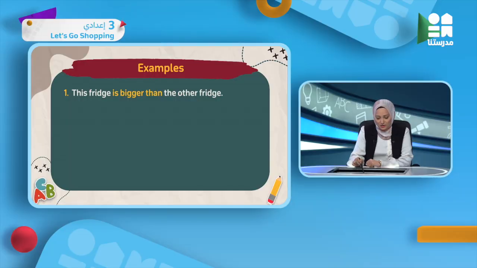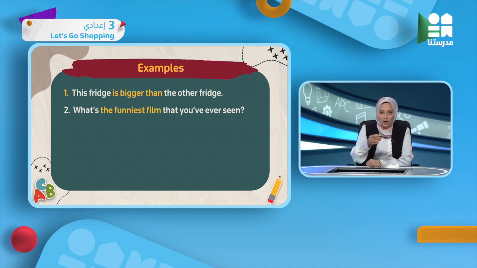Examples. This fridge is bigger than the other fridge. I'm comparing between this fridge واحدة and the other fridge. بكده اتنين. That's why I'm using the comparative form. Is bigger than. What's the funniest film that you've ever seen? أكتر فيلم مضحك شفته في حياتك، فبقول على الفيلم اللي شفته ده وكل الأفلام. Remember when I was explaining on the board, I told you if I have ever seen, done, watched, read, then this is a clue to the superlative form. يعني ده دايما ever دي كأنه بيقول لي ده superlative. أعرف على طول إن أنا أحطها في superlative.